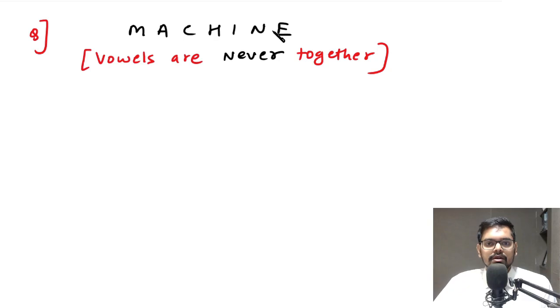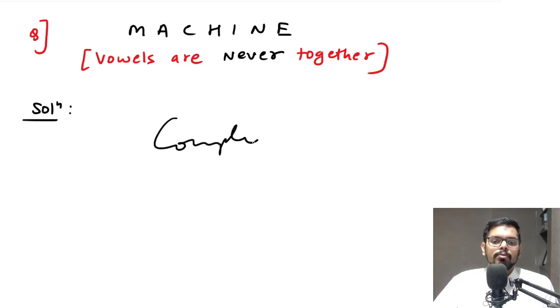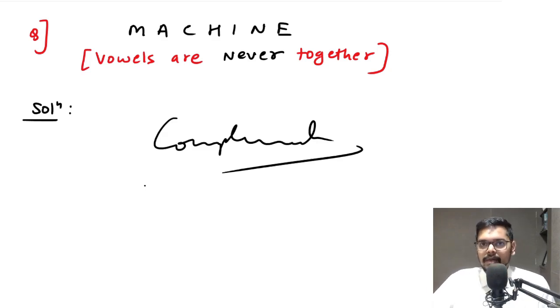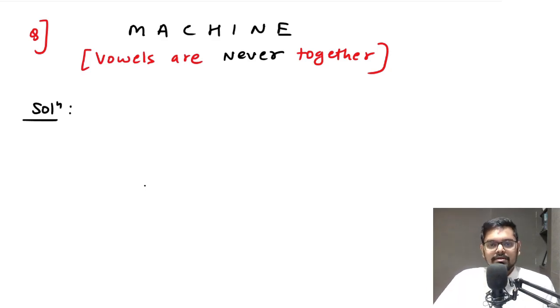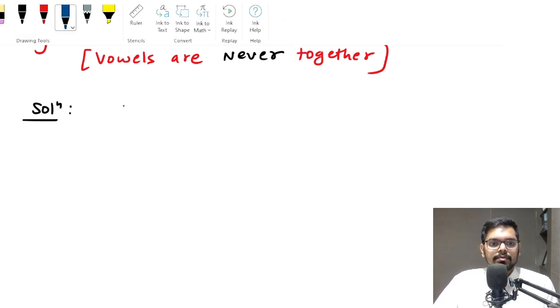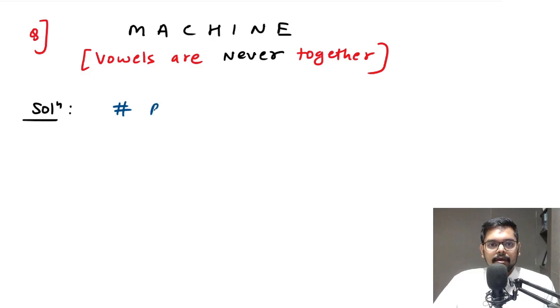We have MACHINE. You have to arrange these letters among themselves such that vowels are never together. Vowels are never together. How to do that, sir? It seems very tough. So whenever you feel like some constraints are very tough, think of the complement logic. What is complement? Requirement is total minus unwanted. Do you remember the previous lectures? If yes, then you are going to say here that the concept is requirement is total minus unwanted.